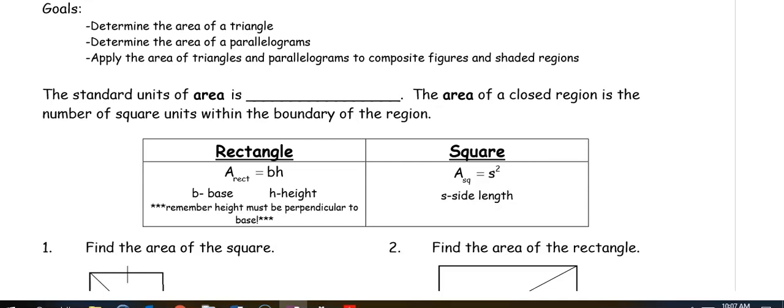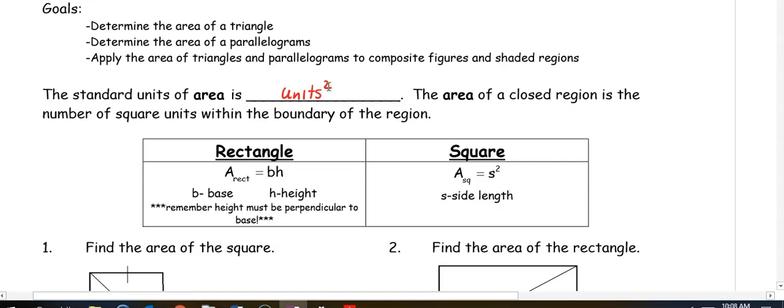This video is about determining the area of a triangle, determining the area of parallelograms, and applying the area of triangles and parallelograms to composite figures and shaded regions. So as a reminder, the standard unit any time that we are doing area is going to be units squared. So it can be centimeters squared, it can be feet squared, it can be inches squared.